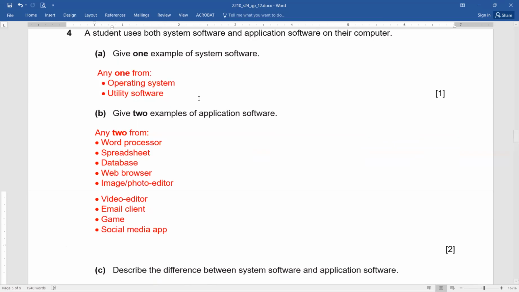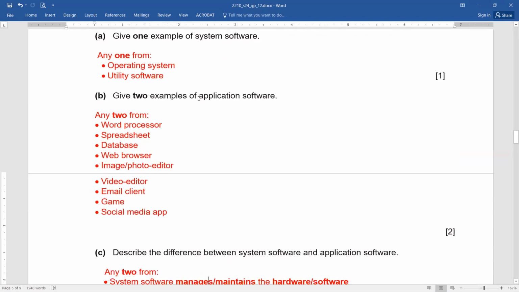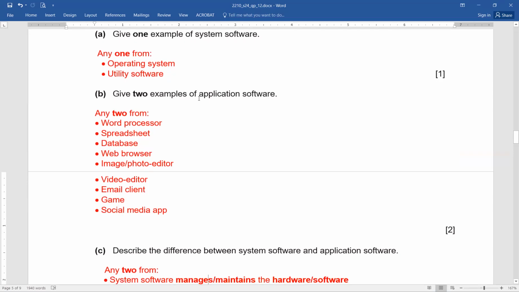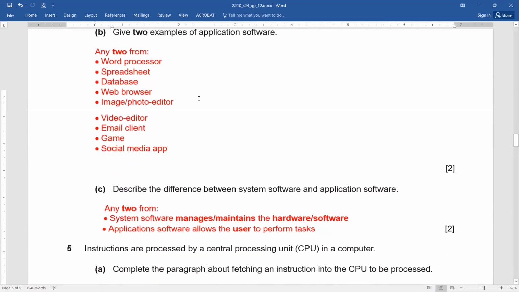Describe the difference now. Describe the difference between system software and application software. So what is the difference? See, it's so simple. System software is needed to manage or maintain the hardware and the software, while on the contrary, application software is there to perform different tasks. That's all. You can answer and you'll be able to score.